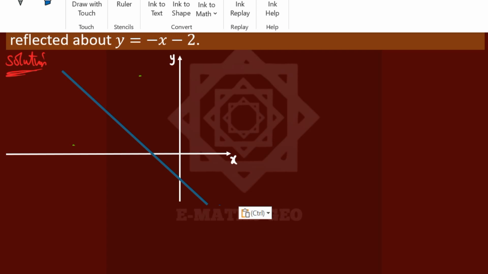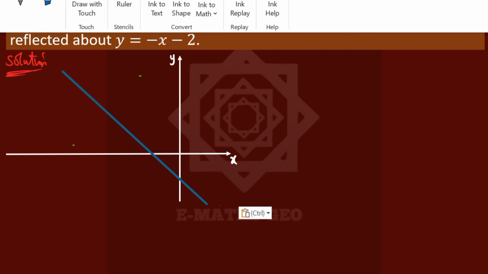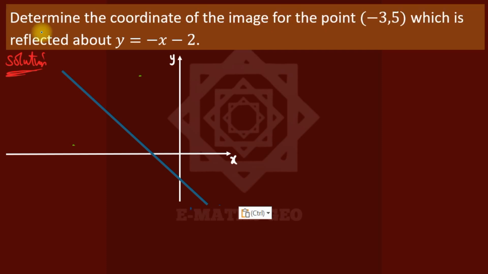Line with equation y equals minus x minus 2. So this should be minus 2. So that's the x and y intercept, minus 2.